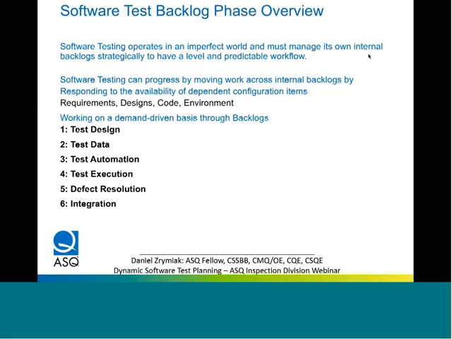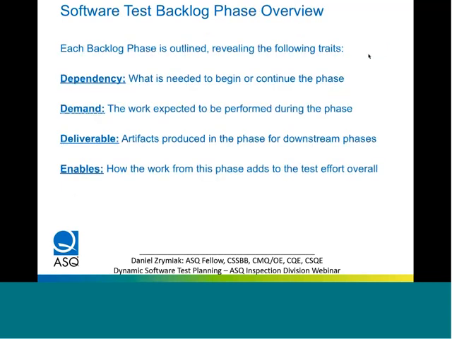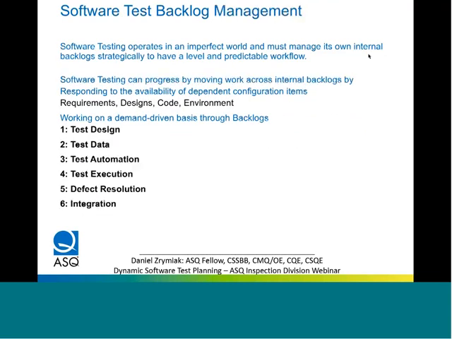So in describing the backlog phases, I show 4 different characteristics. What is needed to begin or continue the phase? Just to refer back, all of the testing is dependent on having the requirements, the design, the code, so the app code or objects or modules or whatever the application or system you're testing, and the environment. And what could also be included is, if what you're testing is firmware or something that's dependent on a particular device or a simulator, having that available as well.